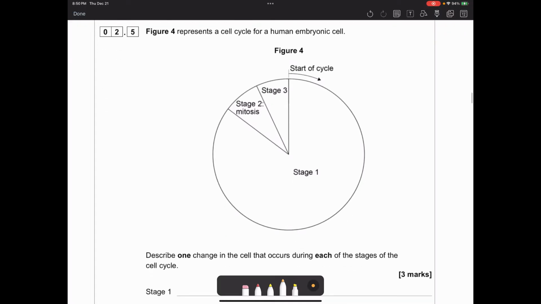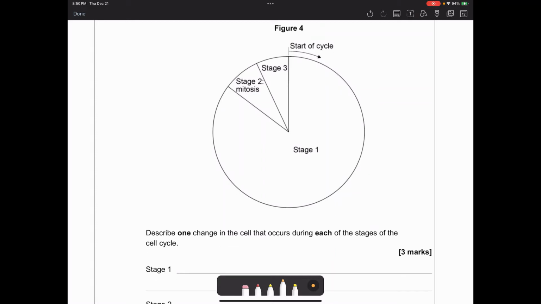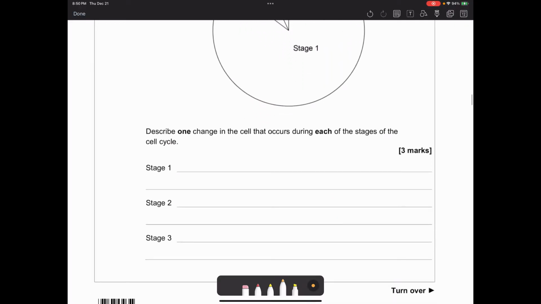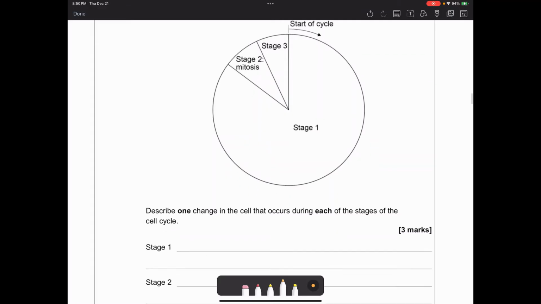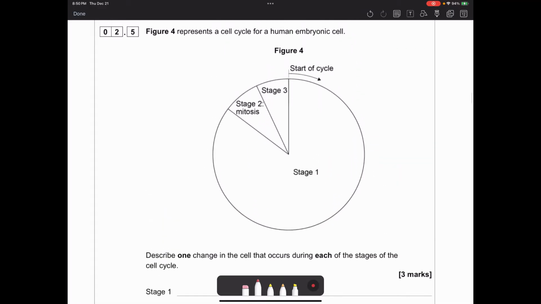Okay, 2.5 then. Figure 4 represents a cell cycle for a human embryonic cell. So you've got stage 1, stage 2, stage 3. Describe one change in the cell that occurs during each of the stages in the cell cycle. So this is just basically knowing, 1 mark for each stage, what happens at each part of the cell cycle. I'm just going to go through it and annotate it in this part here. Obviously, you'd write your answers on the lines.